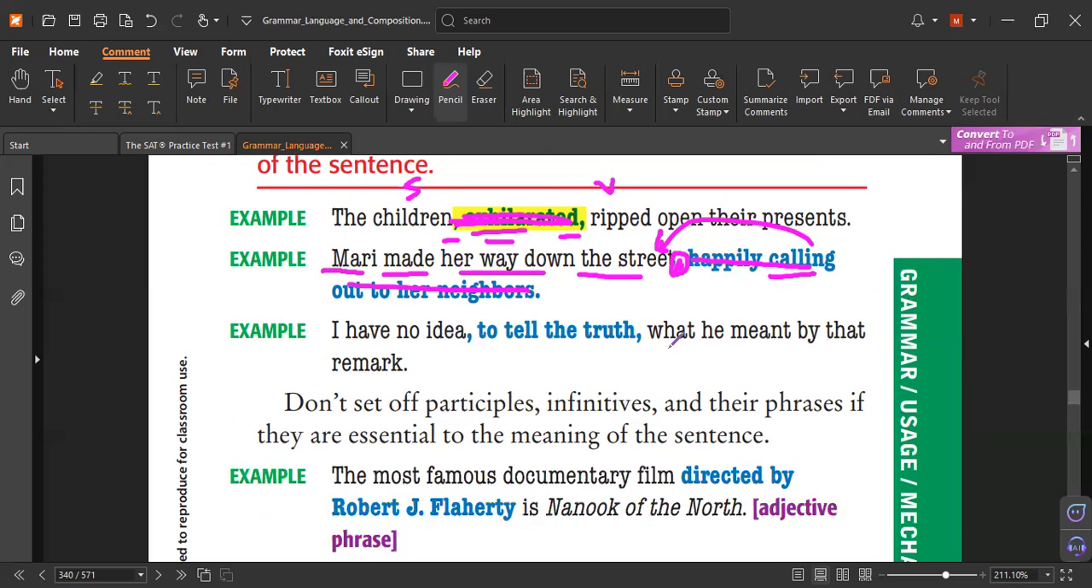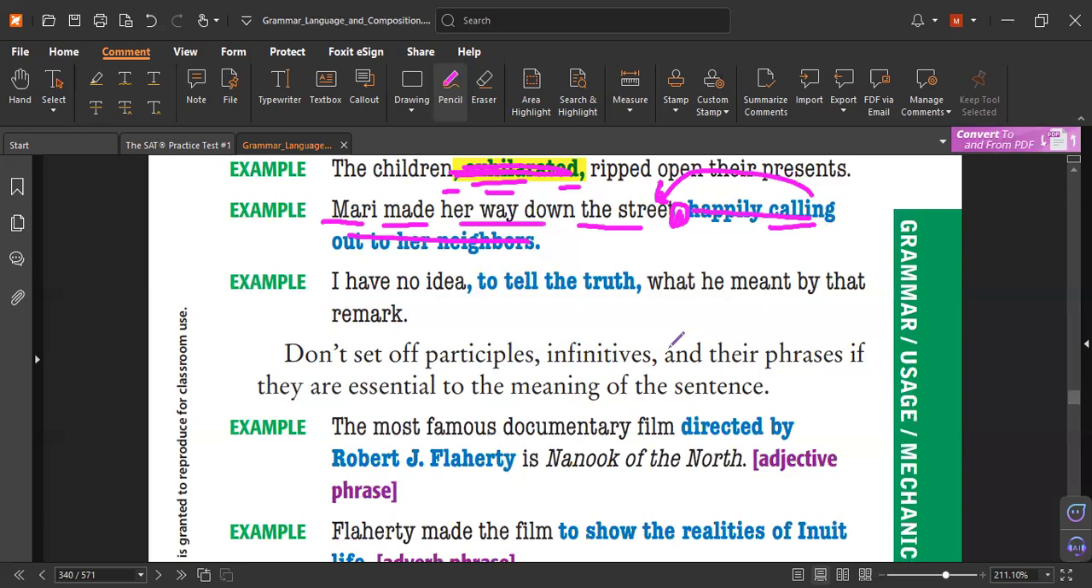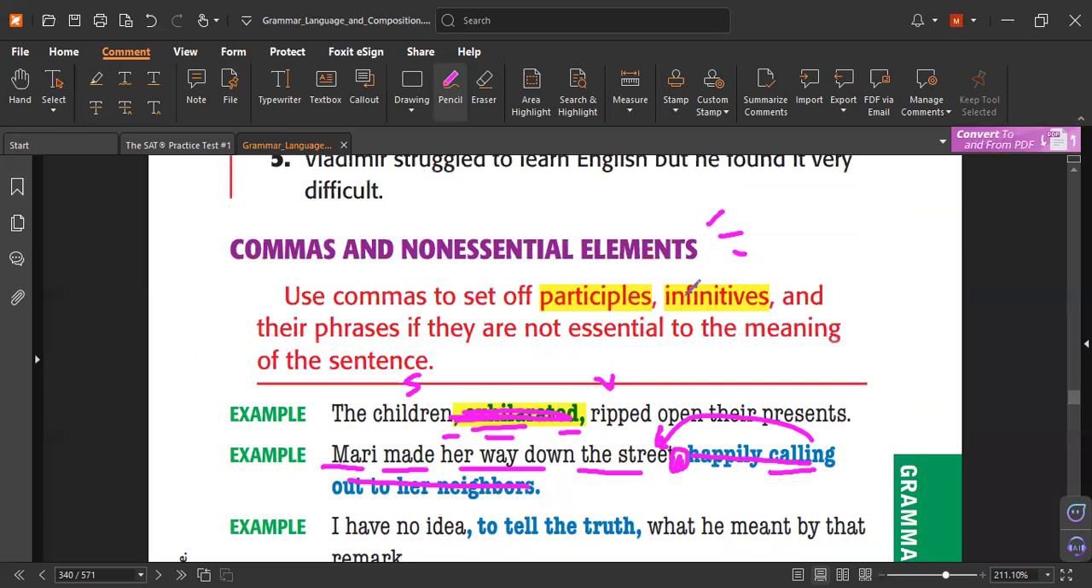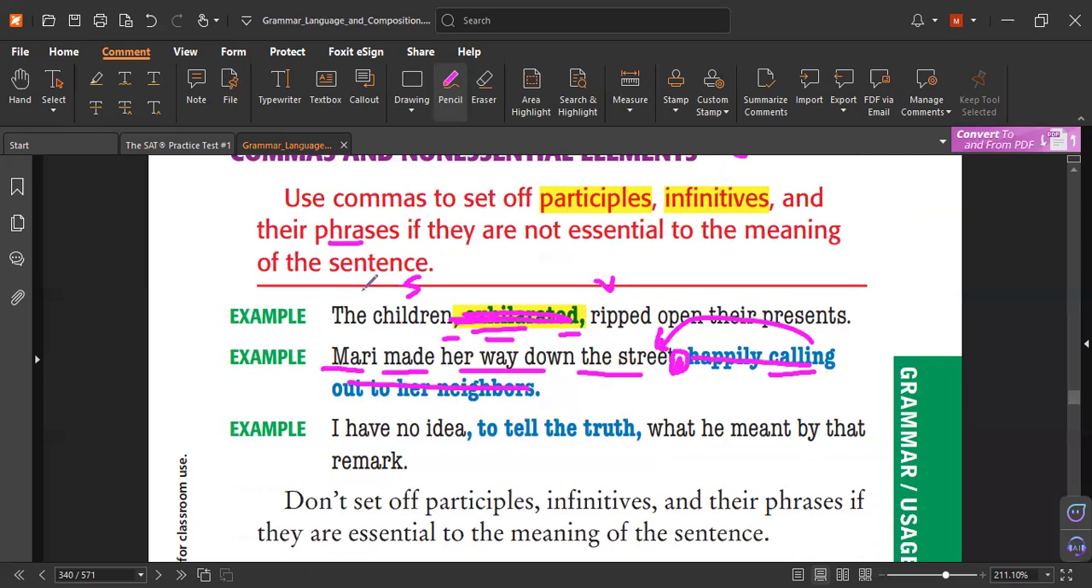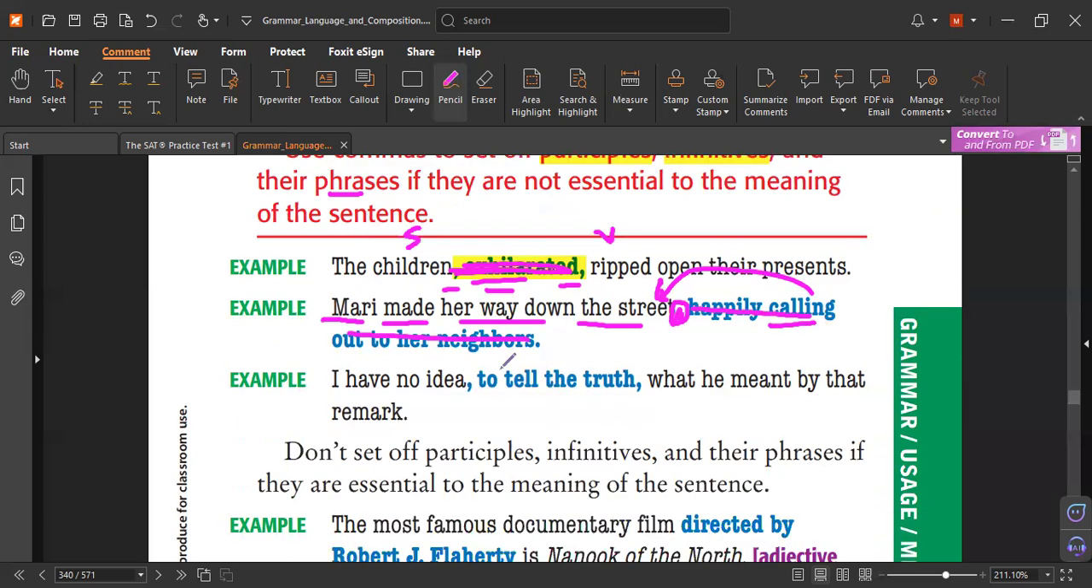Again, remember, is it a dependent or independent clause here? Happily calling out to her neighbors. No, I'm talking about the non-essential elements. It can be clauses or no clauses. It can be a phrase. Phrase, remember, means not a clause. So it can be dependent and independent. But the problem is, does it affect the meaning or not? Okay. Here again, delete, check.